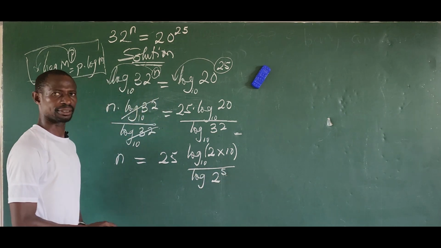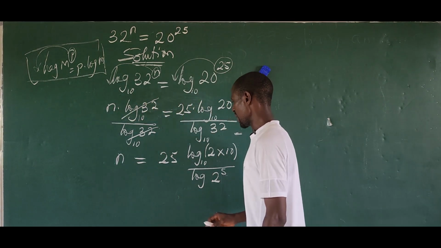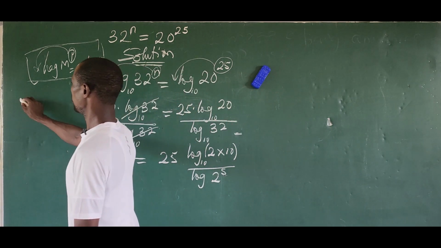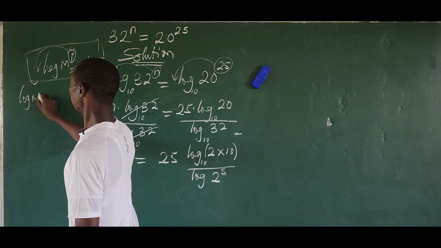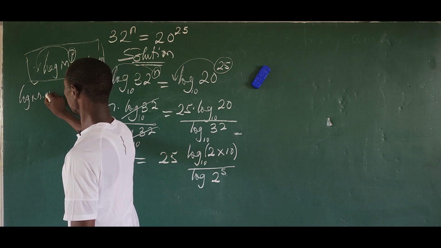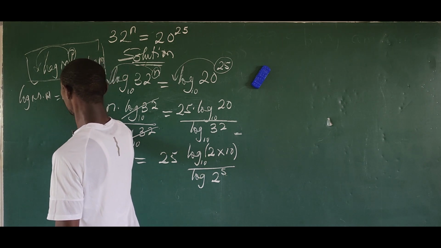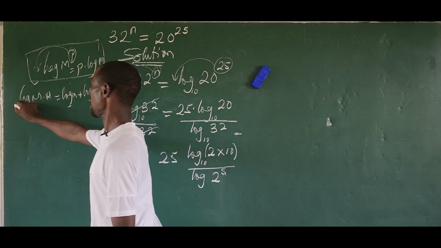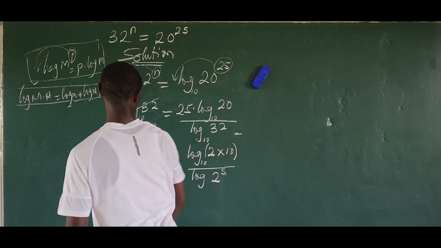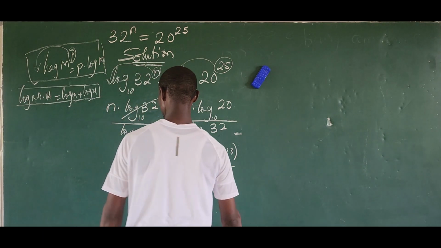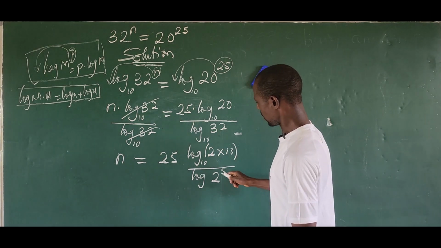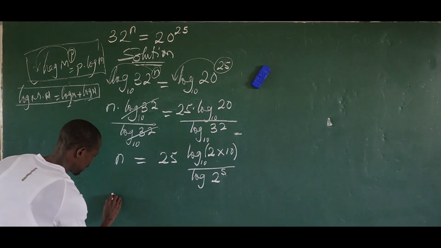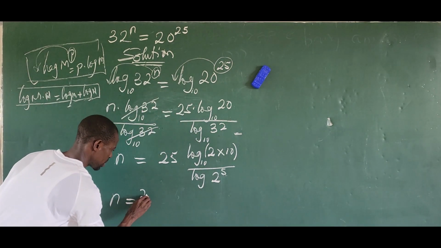Again, we're going to apply another law of logarithm, which is the multiplication law of logarithm. It says that if you have log of m times n, this is equal to log m plus log n. So if we apply this rule here, then we can rewrite this. And again, here we have the power law, which we can apply to the denominator here.